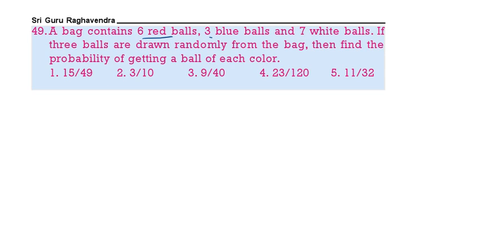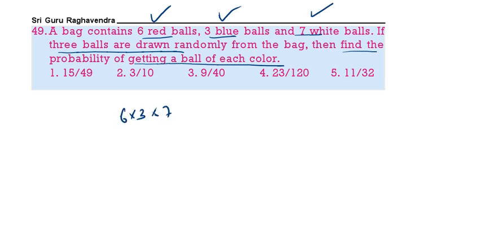Next one. A bag contains 6 red, 3 blue, 7 white. Total 6 plus 3, 9, 9 plus 7, 16. 3 balls are drawn randomly, then find the probability of getting balls of each color. So 1 red, 1 blue, 1 white. 6 into 3 into 7 by 16C3. 16C3 means 16 into 15 into 14 by 3 into 2 into 1.